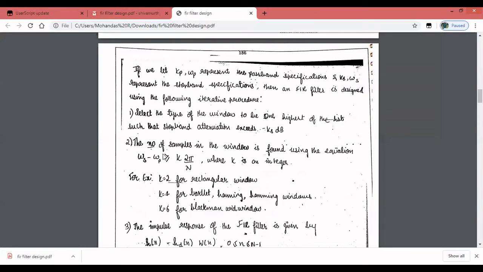For finding out the number of samples, I am using this particular formula, that is omega s minus omega p, which is greater than or equal to k into 2 pi by N. Here the window which I am using is a Hamming window. So for Hamming window, my k value is equal to 4. Substituting k equal to 4, omega s as 0.45 pi, omega p is 0.3 pi, I'll be getting the value of N.